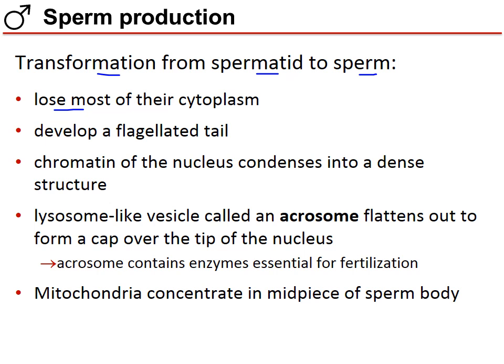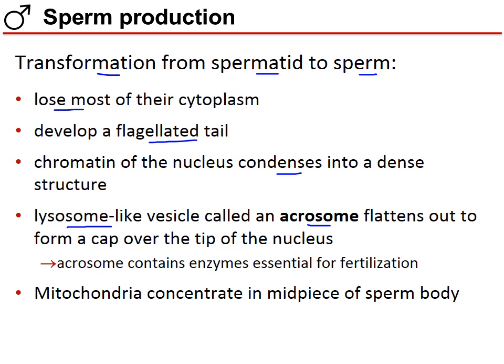Now during this transformation process from a spermatid into sperm, the spermatid loses most of its cytoplasm and develops a flagellated tail, obviously because it's a motile gamete. The chromatin of the nucleus also condenses into a dense structure, and this dense structure fills most of the head of the spermatozoa. Then also a lysozyme-like vesicle called an acrosome flattens out to form a cap over the tip of the nucleus.